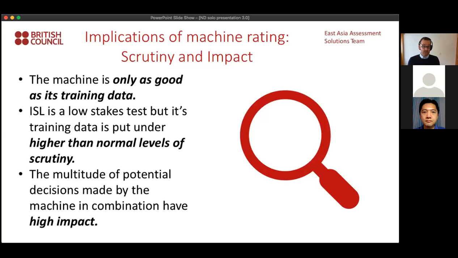Although the individual decisions made by ISL can easily be reversed, long-term use of the app could lead to positive or negative washback, for example, changes in the user's learning behavior, language use, and curriculum. These would be harder to reverse. The implications of these factors being that the performance of the engine is paramount, and this accounts for the higher than normal levels of scrutiny placed on the data and, by implication, the raters.